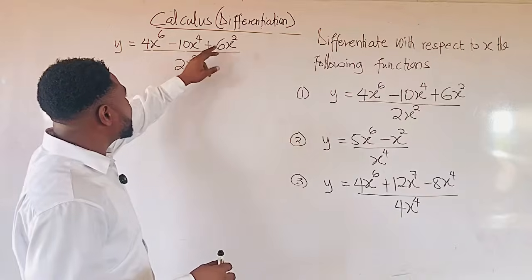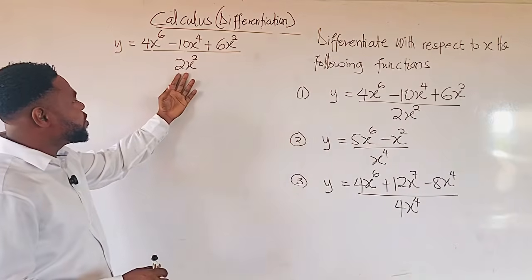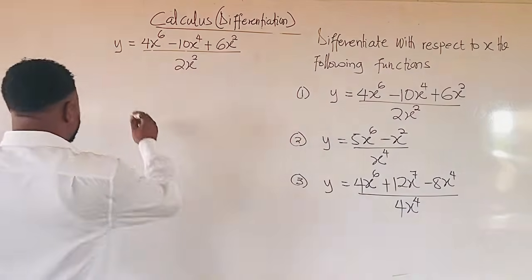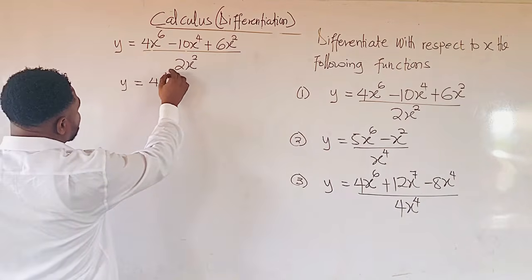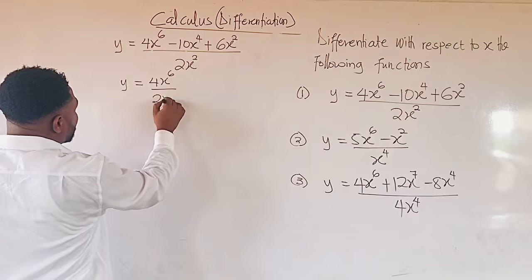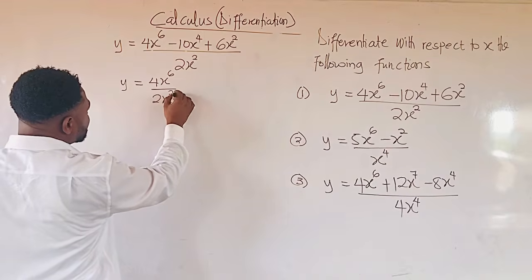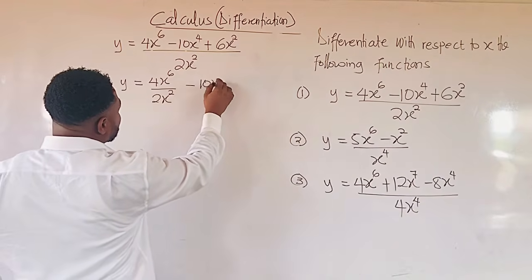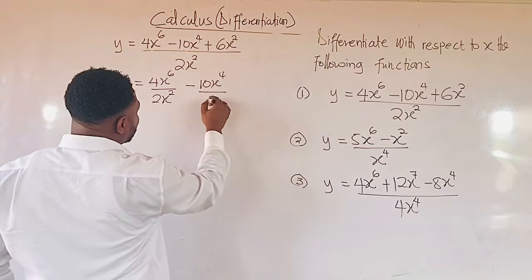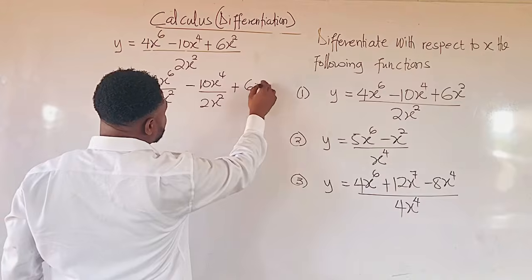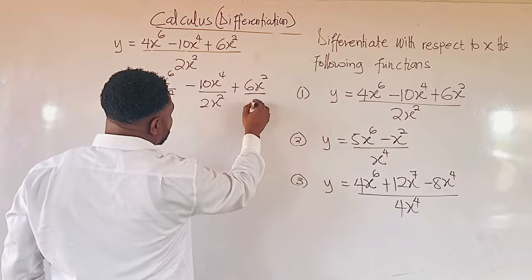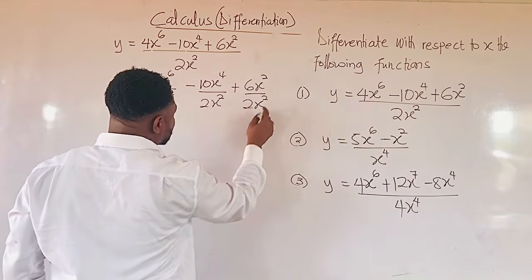We pick each of the terms here and divide it with 2x squared. And we are going to say that y equal to 4x exponent 6 divided by 2x exponent 2, minus 10x exponent 4 divided by 2x exponent 2, plus 6x exponent 2 divided by 2x exponent 2.